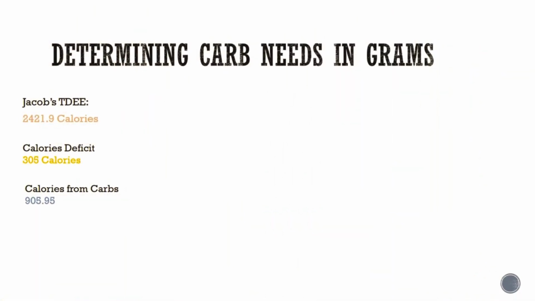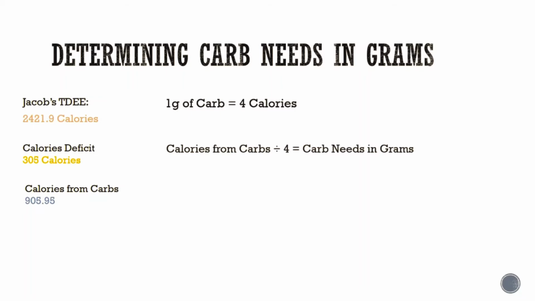Okay, last step. Let's simplify it into grams. 1 gram of carbohydrate equals 4 calories, just like protein. Requiring the same formula, divide your allotted carbohydrates by 4, and you will have your carbohydrate needs per day. Here are my needs.